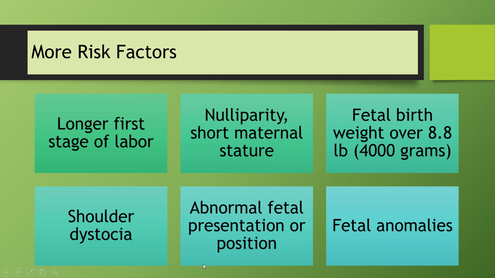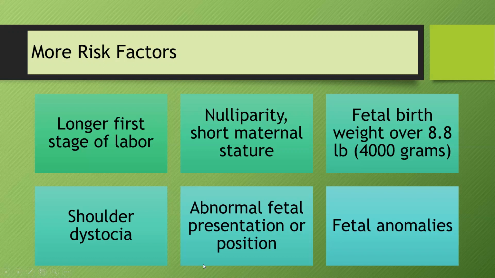Other risk factors include a longer first stage of labor, and a lot of that may be because we're inducing her and she is not ready to be in labor. It could be related to maternal positioning and fetal positioning. Nulliparity, never having a baby before, and having a short maternal stature, anything under 5 foot, puts us at risk for a shoulder dystocia, where the baby's shoulders do not fit through that pelvis.